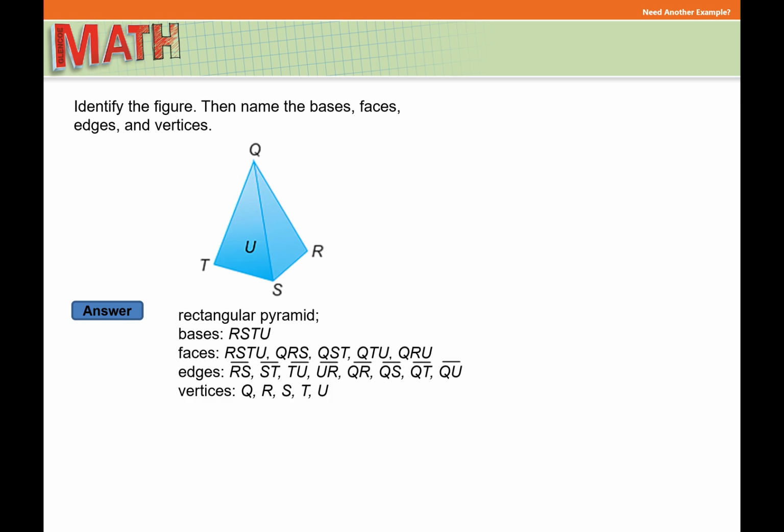Okay, you should have gotten a rectangular pyramid. Now, you might ask, how do I know that this was rectangular? Well, it doesn't show you the little dots behind. However, you can fairly well assume that if there's going to be 1, 2, 3, 4 base points, that it is going to be a rectangle. So the base would be RSTU. The faces, again, start with the base and then get the other faces after that. All the edges, all the vertices.